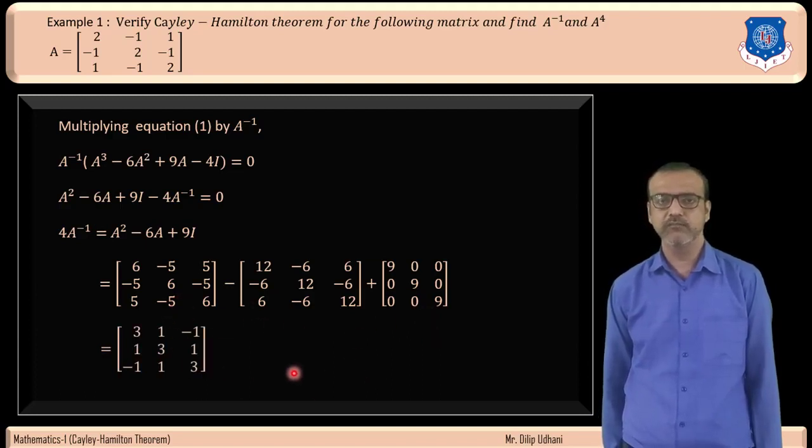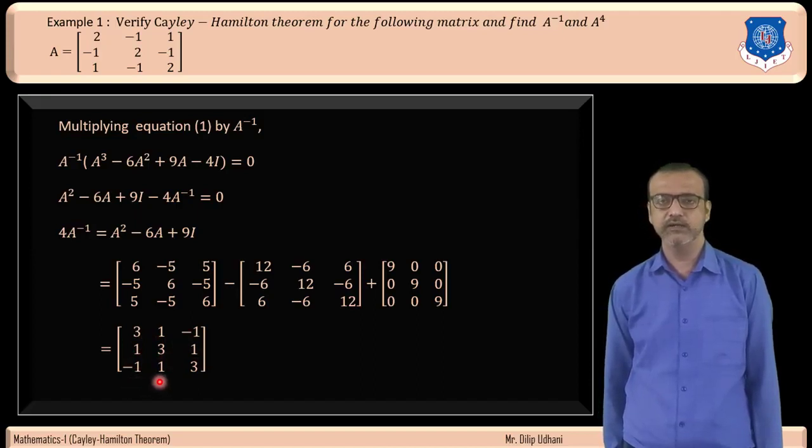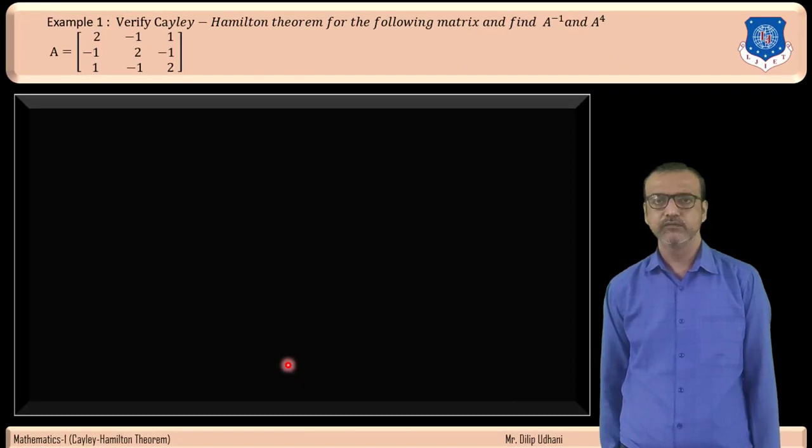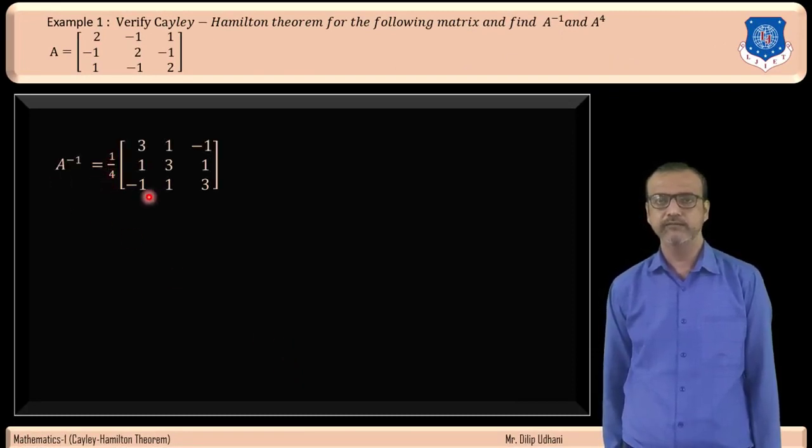So this is the resultant matrix: 3, 1, minus 1 in the first row, 1, 3, 1 in the second row, and minus 1, 1, 3 in the third row. And this equals 4A inverse. Now we will find A inverse. So A inverse equals 1 by 4 into the matrix 3, 1, minus 1, 1, 3, 1, minus 1, 1, 3.